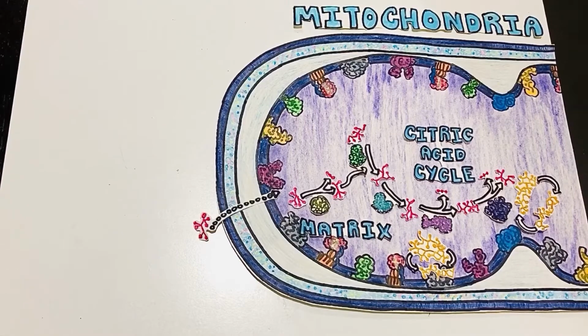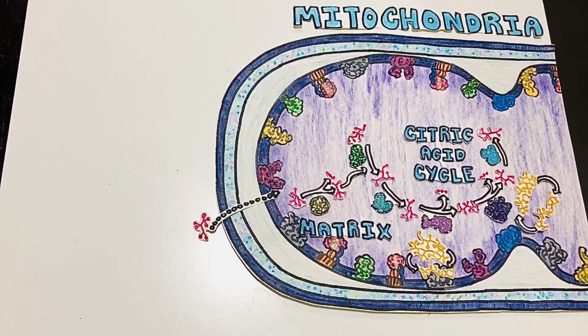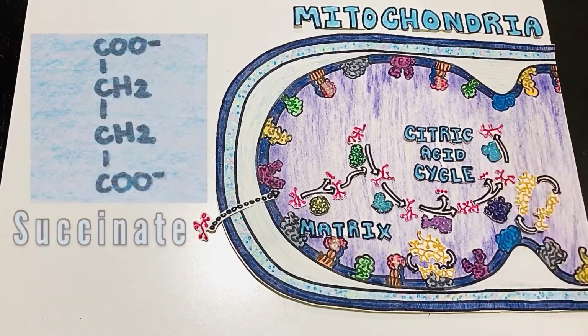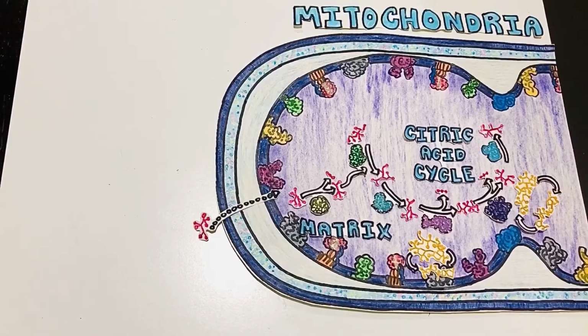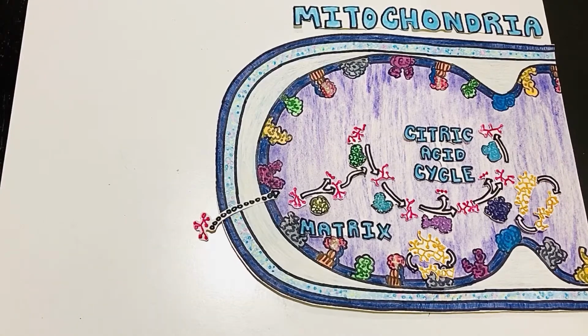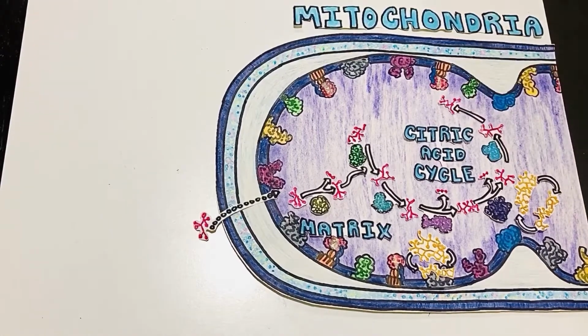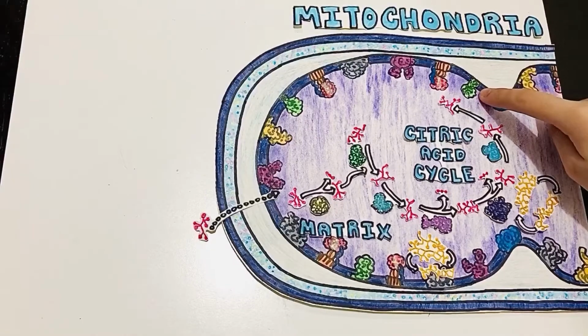Note that in this diagram, I am showing the product of this reaction as succinate and omitting the coenzyme A for clarity. In the fifth step, succinyl coenzyme A is converted into succinate by succinyl-CoA synthetase, releasing coenzyme A. This reaction also produces 1 molecule of GTP, another high-energy molecule which is omitted from this diagram. In the sixth step, succinate is oxidized to fumarate by succinate dehydrogenase.